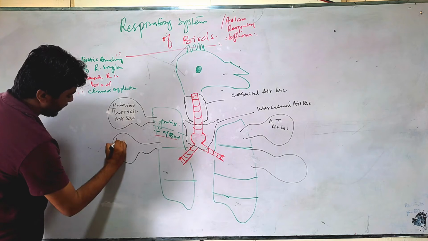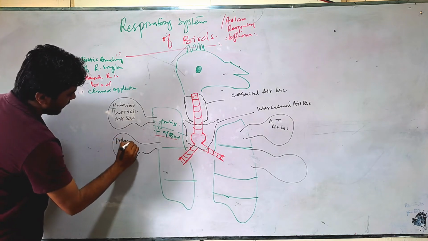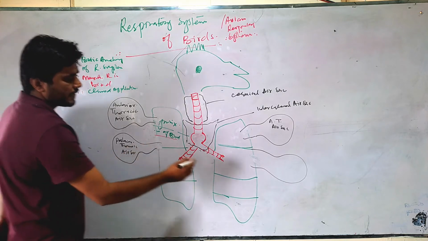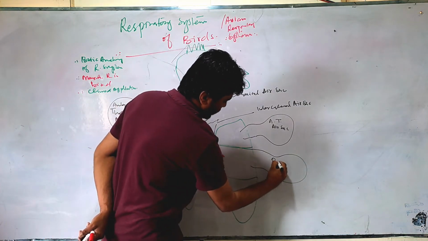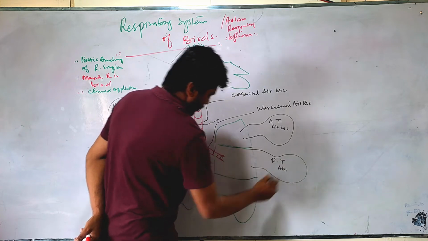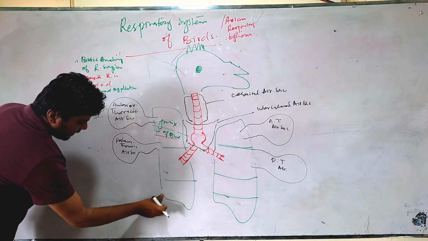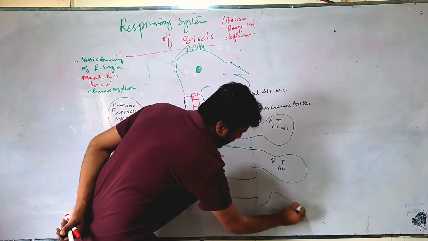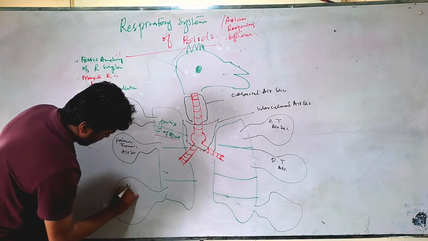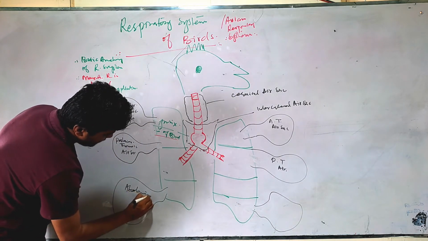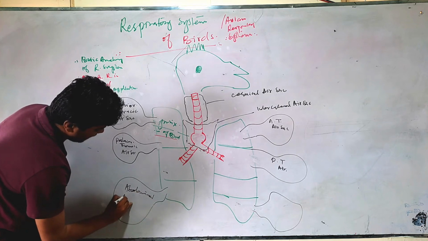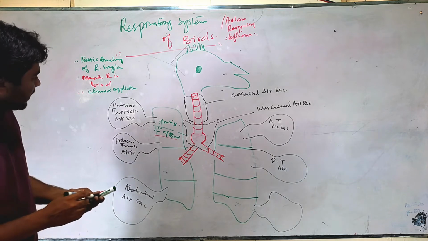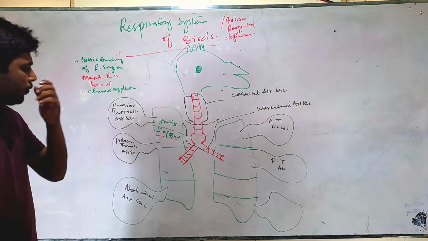This one will be the posterior thoracic air sac. This one, posterior thoracic. Two more we have here, known as the abdominal air sacs. This name is given on the basis of which region of the body they are found. Clear? Look here again carefully.